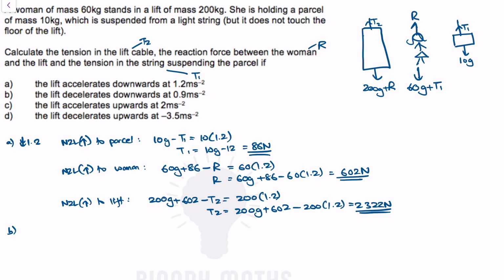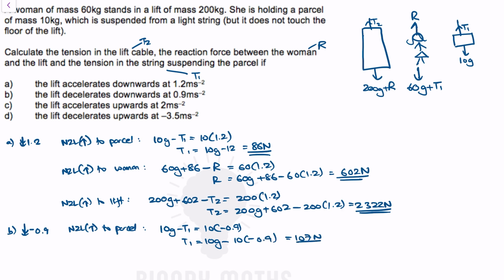Okay, part B, the lift decelerates downwards. So going down, deceleration of 0.9 meters per second squared means acceleration is negative 0.9. So that means Newton's second law vertically on the parcel gives us 10g minus T1 is equal to 10 times negative 0.9. So T1 will be equal to 10g minus 10 times negative 0.9, which is equal to 107 newtons.